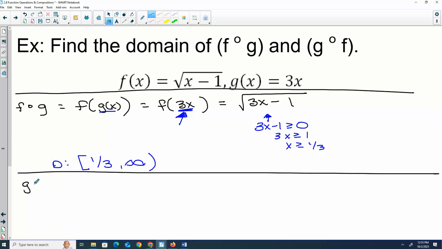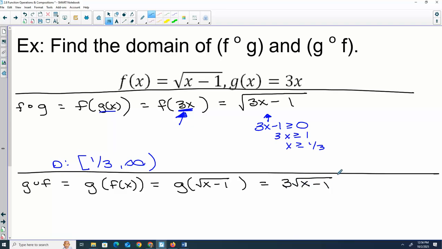If I ask you for g composed with f, we talked yesterday that order matters. This means g of f of x. So start on the inside, f of x is the square root of x minus 1. I plug that into g, 3 times the square root of x minus 1. So there's my composition.